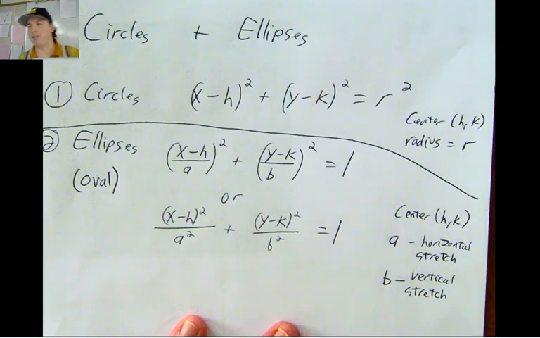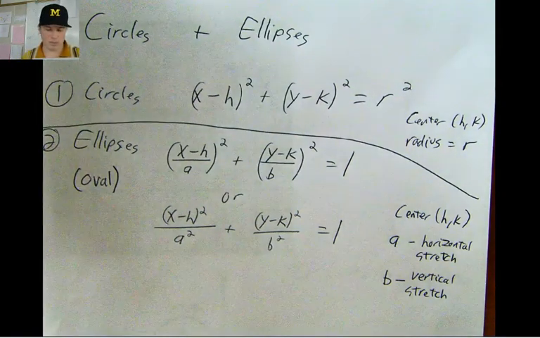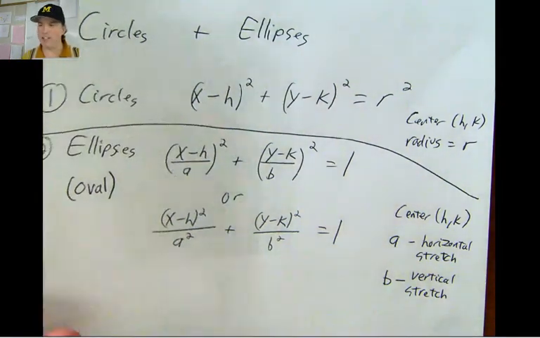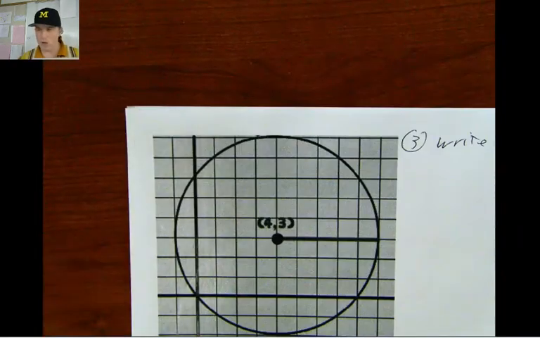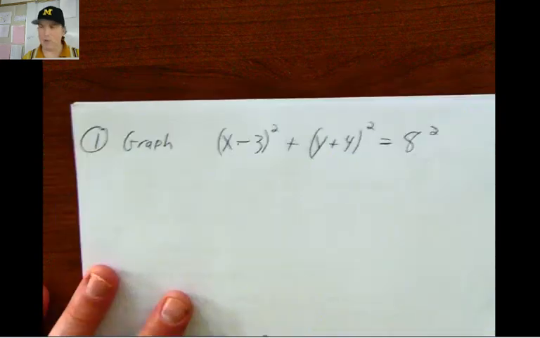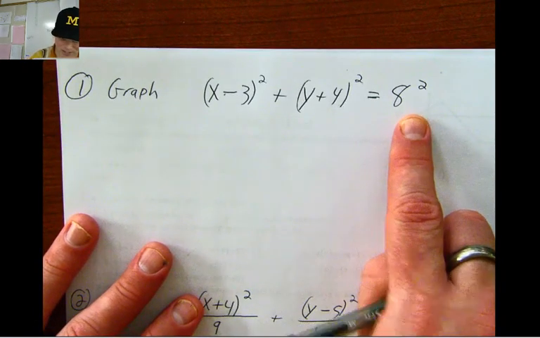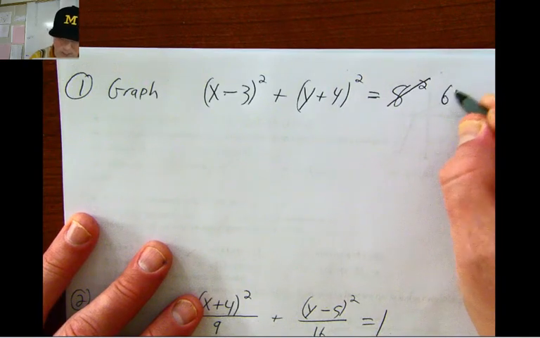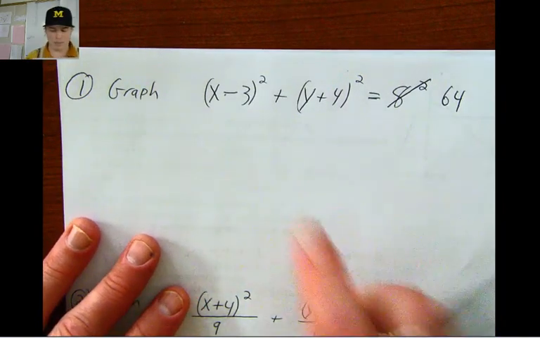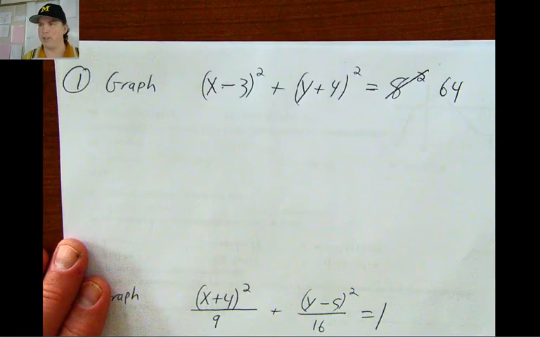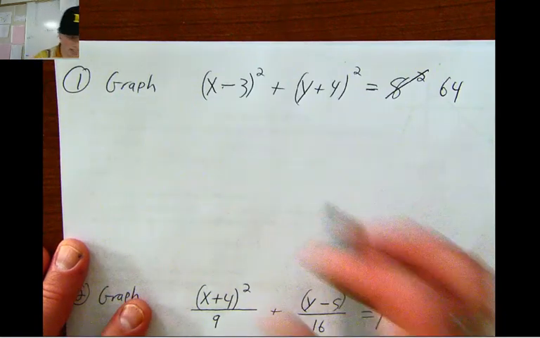Once I get into the examples, we'll talk about what this horizontal and vertical stretch really means. Let's get into some examples. Example 1. They give me an equation like this, and it probably actually wouldn't even read like this. It would probably read equals 64. So x minus 3 quantity squared plus y plus 4 quantity squared equals 64.